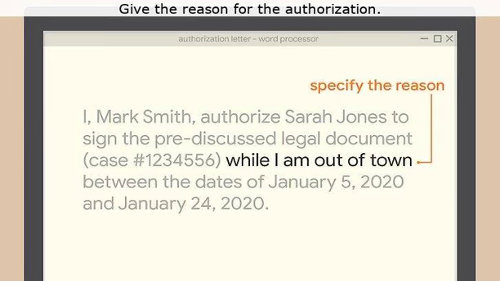Step 5. Give the reason for the authorization. Explain why you need a representative to act on your behalf. The explanation might indicate that you are ill, out of town, or may not be able to be reached for certain periods of time.